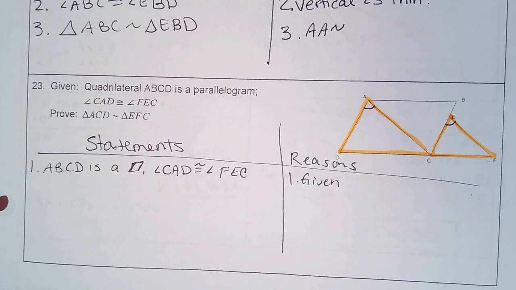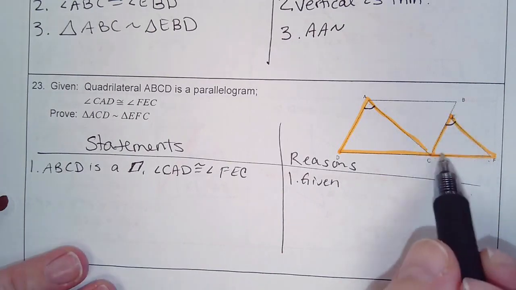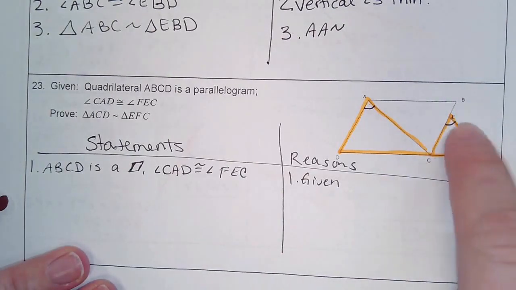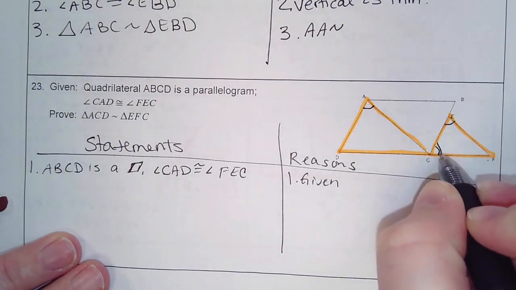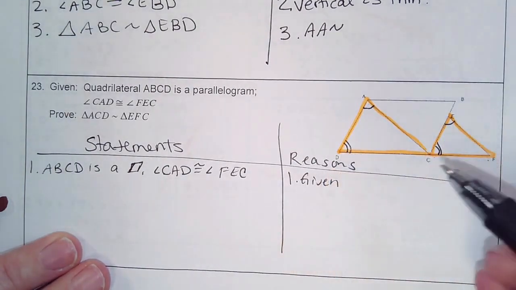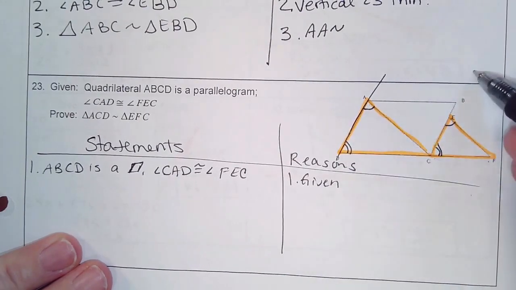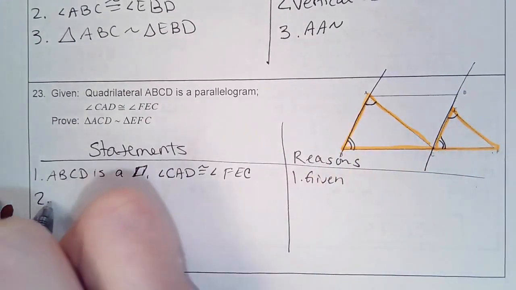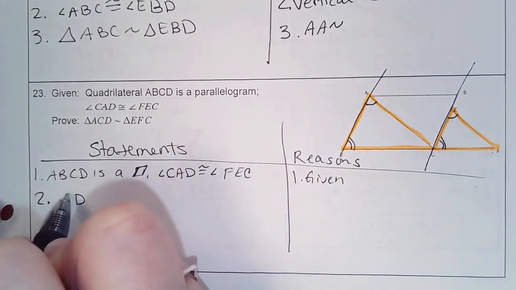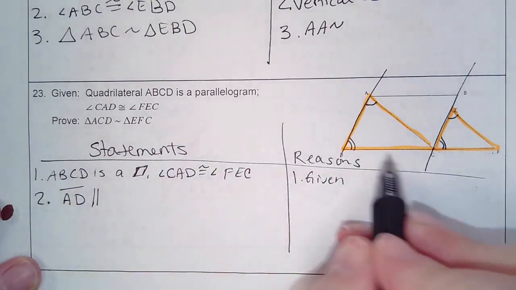So I don't have anything about sides, but I can talk about different angles here. So if I talk about parallel lines, then I can use alternate interior or corresponding angles. So alternate interior wouldn't really get me any angles in this triangle, so maybe corresponding. So this angle C and this angle D would be corresponding if I had parallel lines. So first let's talk about these being parallel. So AD is parallel to CB.